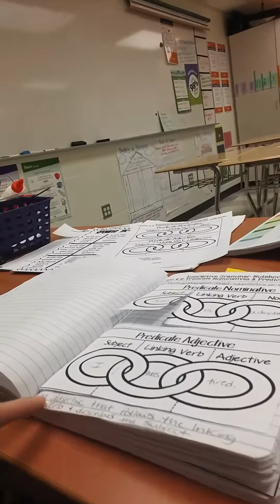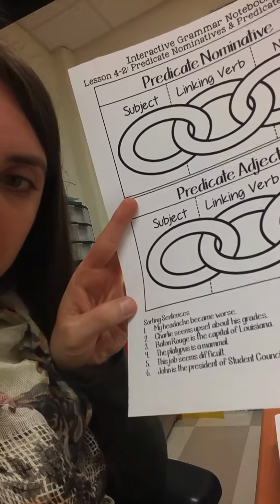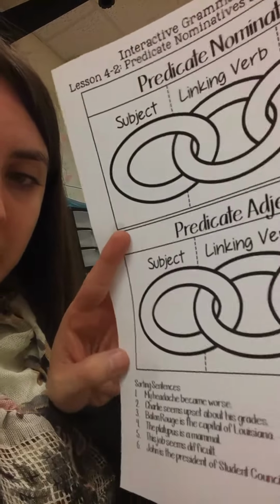Now let's go ahead and talk about the predicate adjective. A predicate adjective is an adjective that follows the linking verb and describes the subject. So we're going to put that right on the bottom part. Again, it's an adjective that follows the linking verb and describes the subject. Go ahead and take some time to write that definition down. Now on the bottom of your sheet, you have 6 different sentences that we're going to place in the different spots.